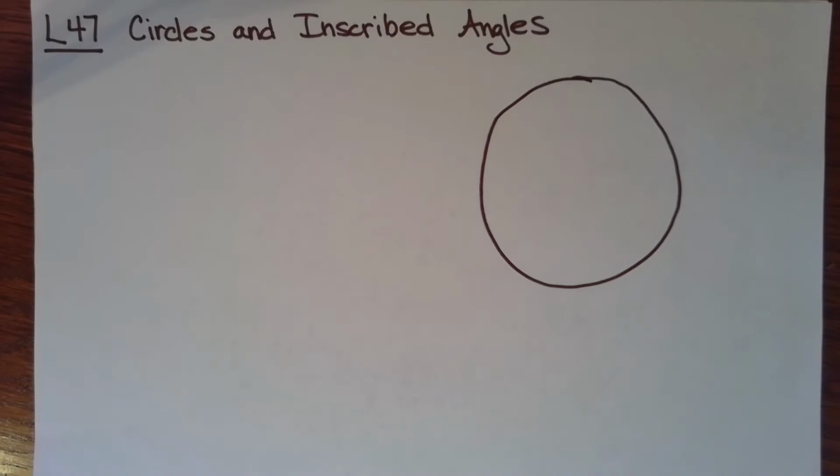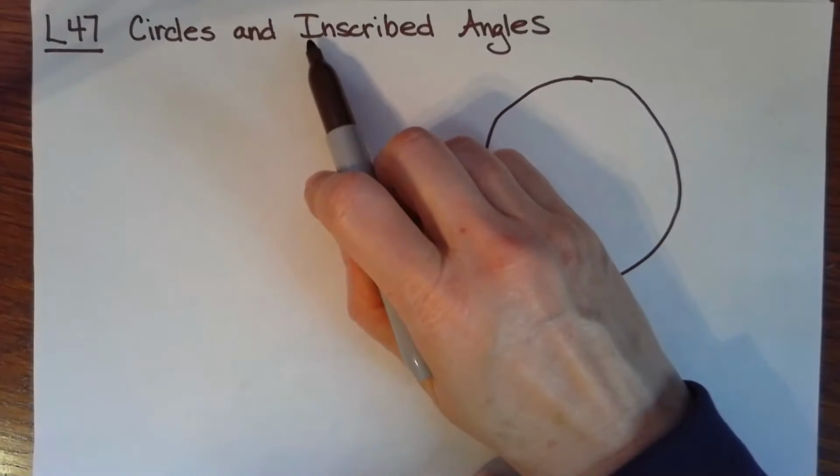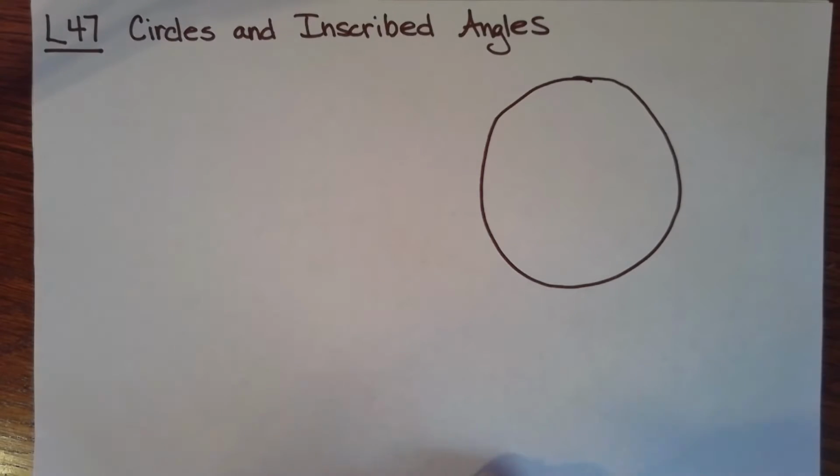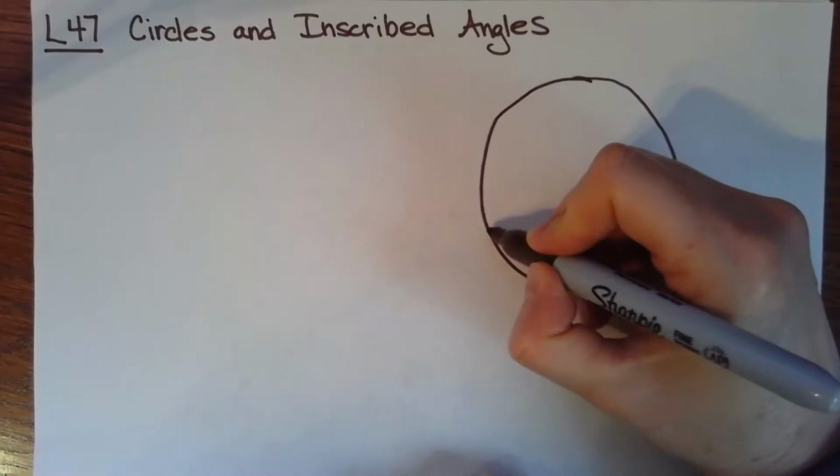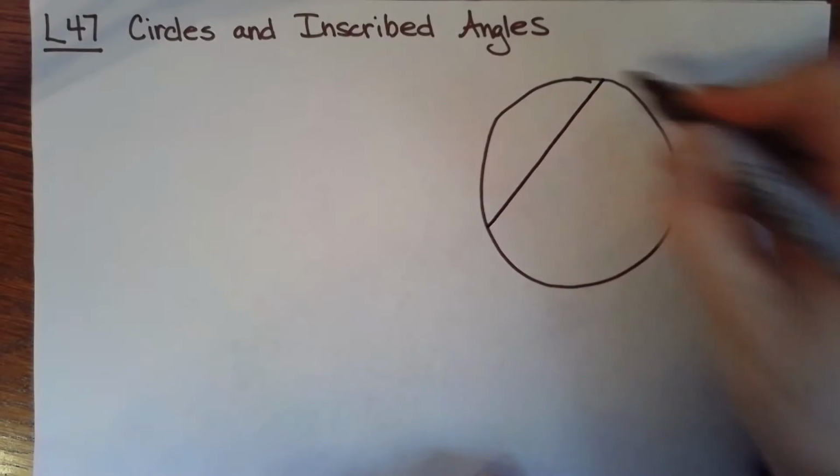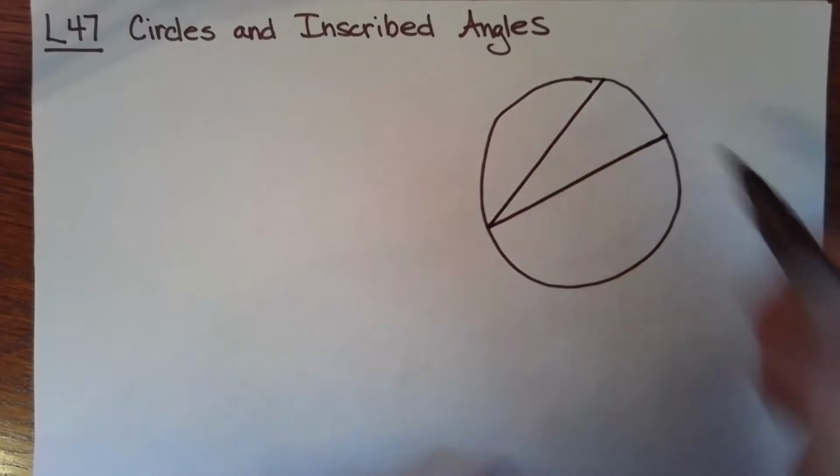All right, today we want to look at circles and inscribed angles. So we have a little bit of definitions we need to go over, in particular what an inscribed angle is. An inscribed angle I would draw like this. This is an example of an inscribed angle.